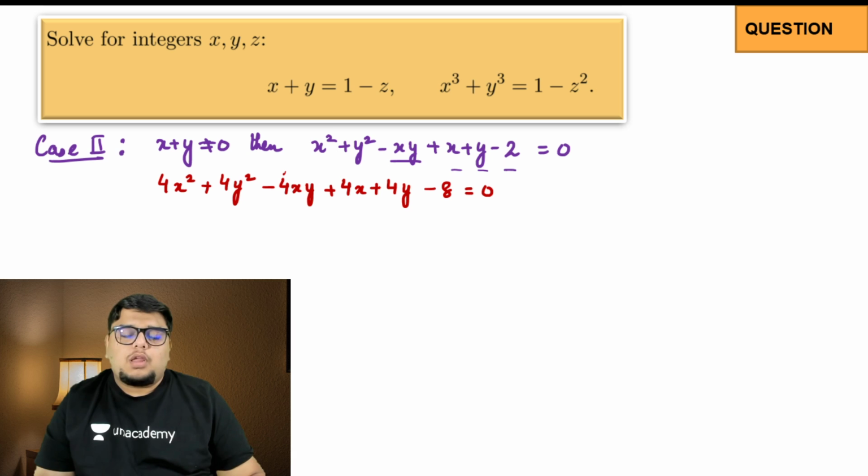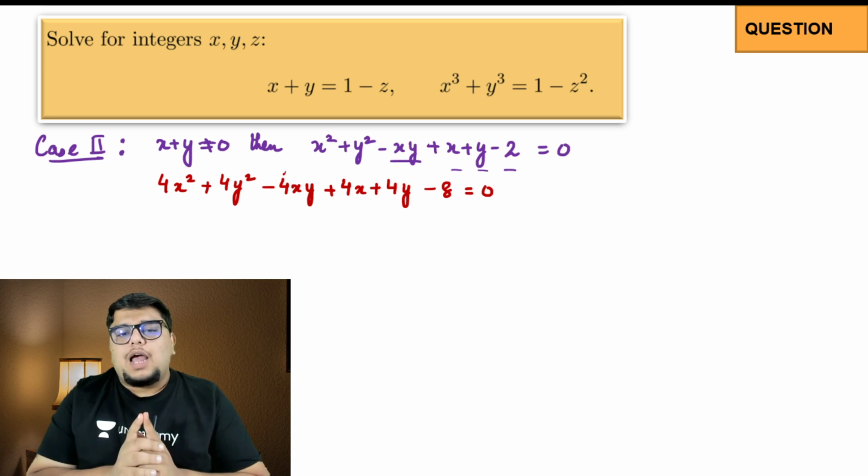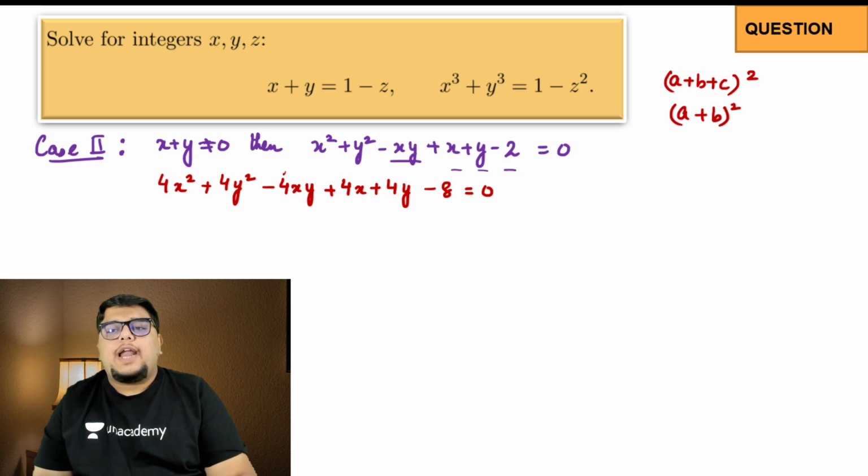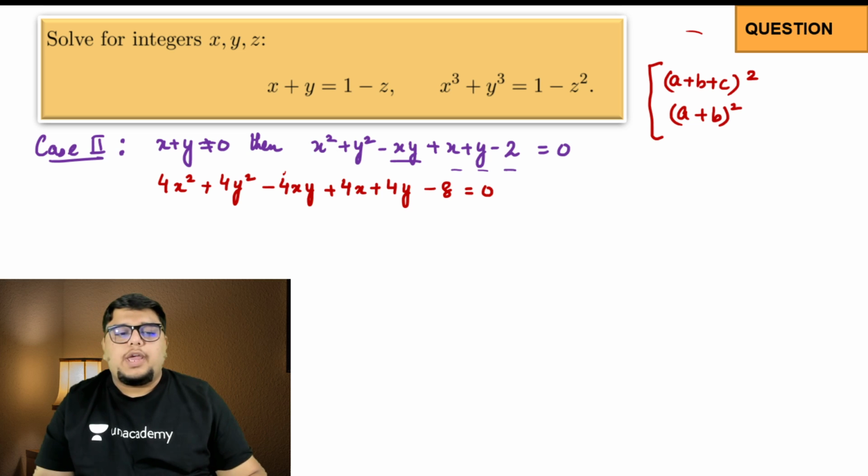Now what I can do here is, I can make something out of this. First of all, there are two identities that I'm going to use. First identity is a plus b plus c whole square. Okay. And the second one is a plus b whole square. So I'll try to make something from here in this form. Okay. Now, sir, how are you going to do that? So first of all, let's try to make this. Okay. A plus b plus c whole square.